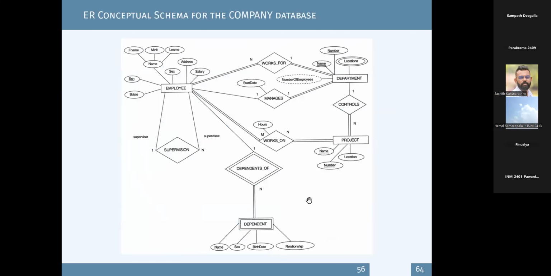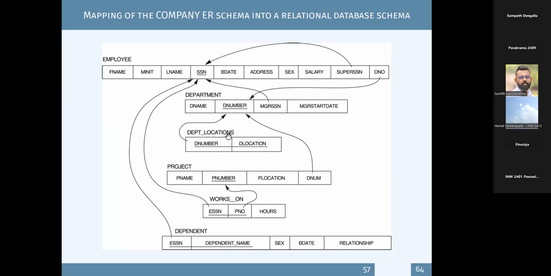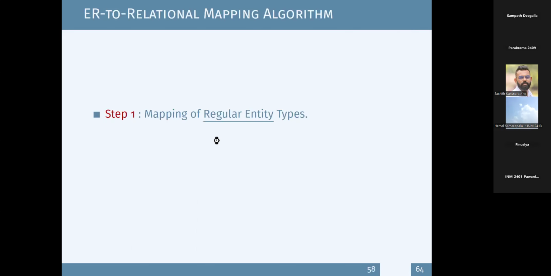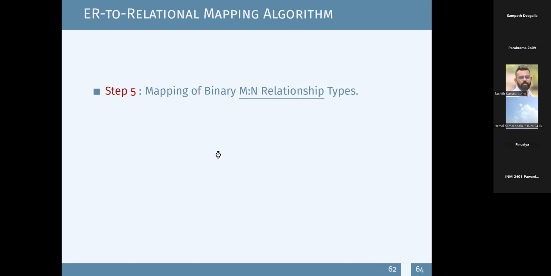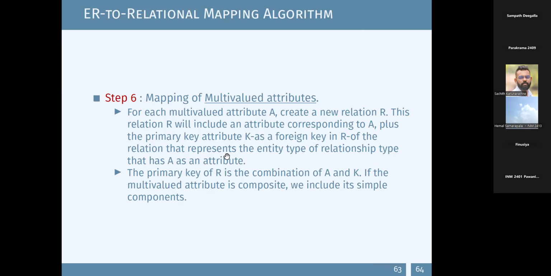Let me show you how we do it. In here, we have a department, and the department has a number of locations. So this is a multi-valued attribute. For that, we are going to create a separate relation, and we take the department number and the location. The combination will create the primary key for the department location. Okay, so those are the rules I wanted to discuss in the ER mapping.